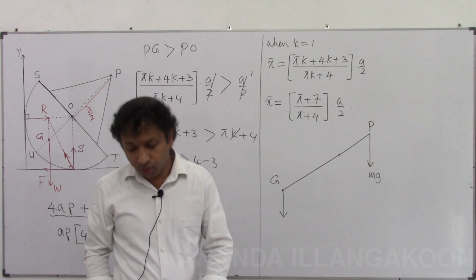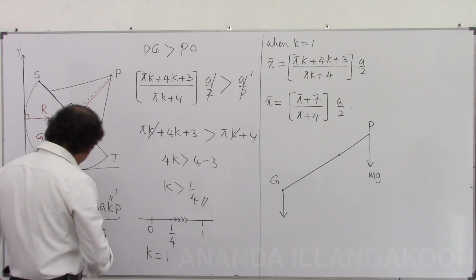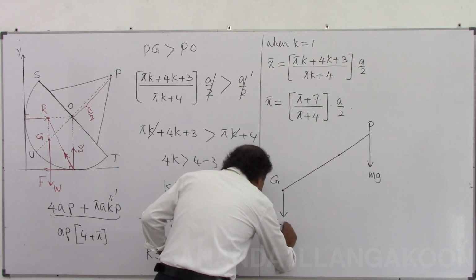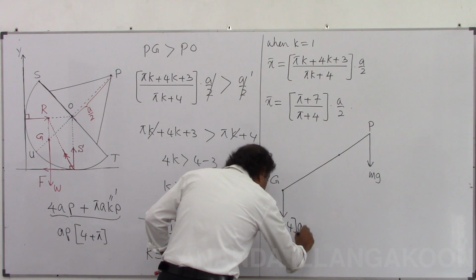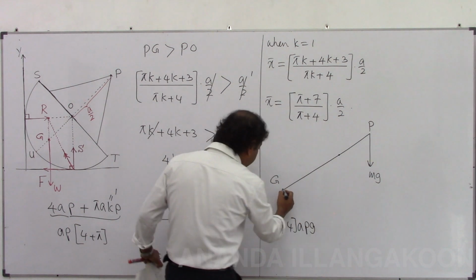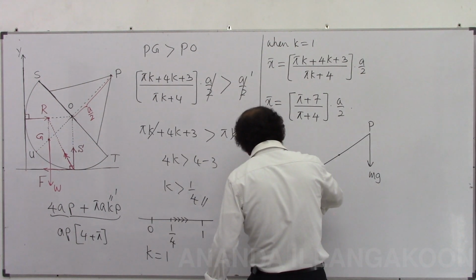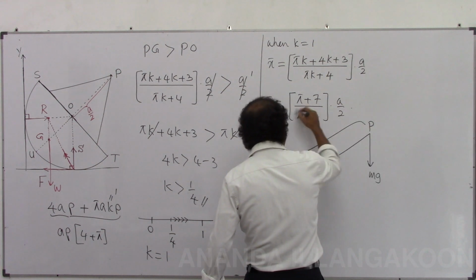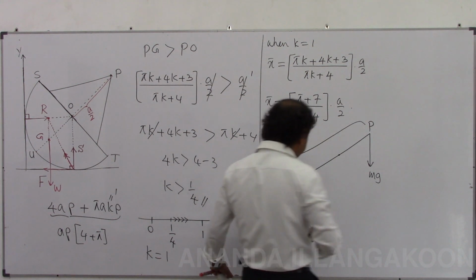Then the weight is multiplied by g. So therefore, we get the total weight here, m plus 4 a rho g. It is acting through the center of gravity. The distance we have found is this x bar, this distance.